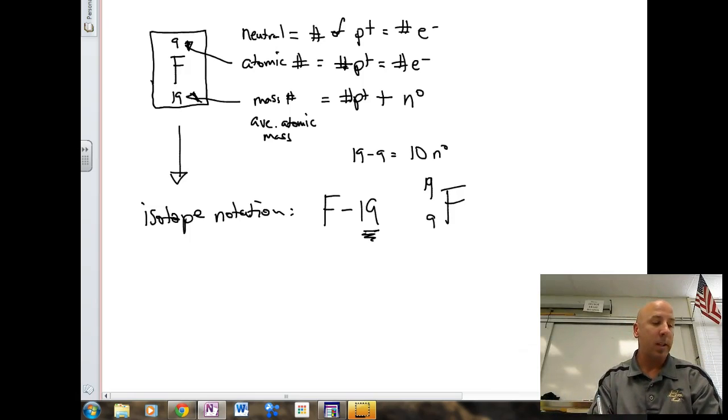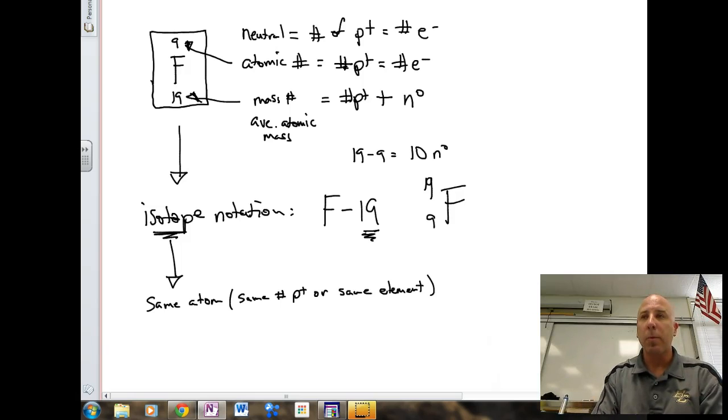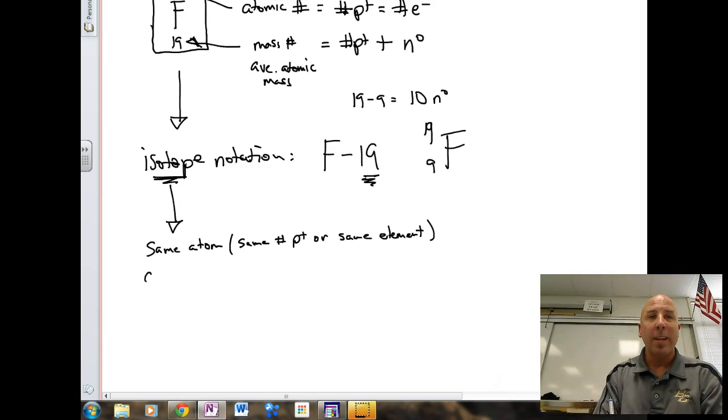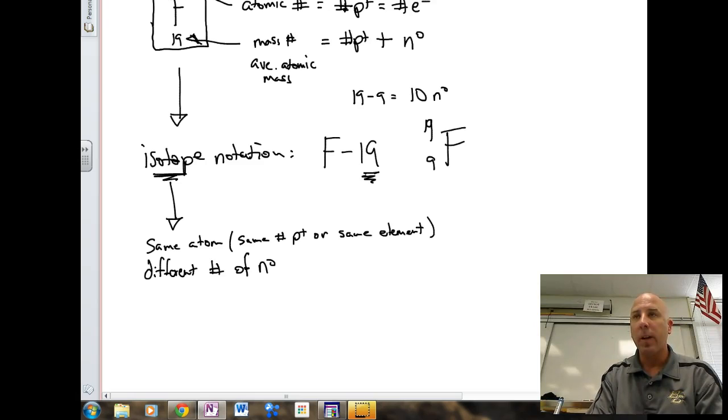But what that does tell us is that if we do have an isotope, we can have the same atom, which is going to be the same number of protons, or same element. Remember, if we change the number of protons, we change the element. But we have a different number of neutrons, and that's going to affect the average atomic mass of that element. Adding neutrons is going to make it heavier, as the neutrons take up about roughly half of the mass of an atom.